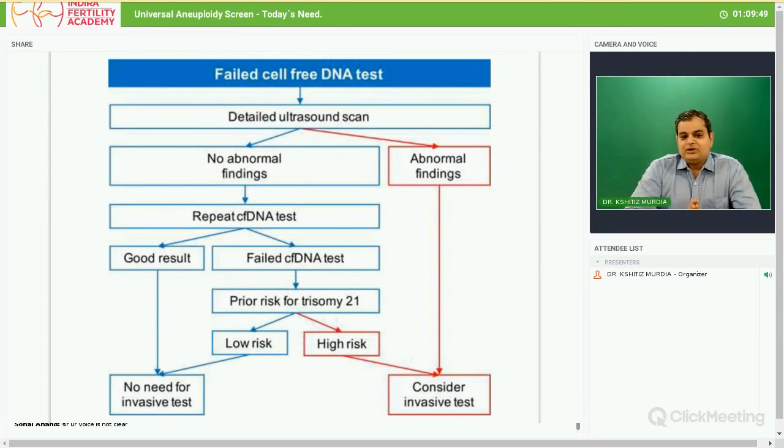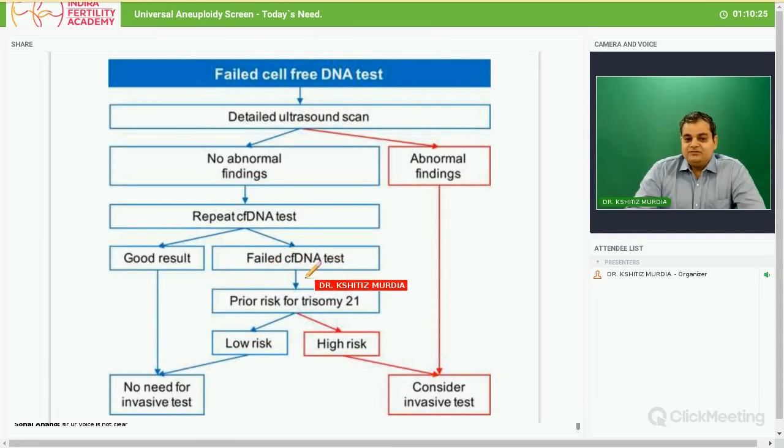One disadvantage of NIPT is that because of the maternal weight, or because of obesity, or because you're doing it at a very early gestational age, sometimes testing may not be done, or the test report may not be generated because of the low fetal fraction. If such is the case, then do the detailed scan. If there is no abnormal finding, repeat the NIPT test, and if the repeat test comes good, no need of doing any invasive testing.